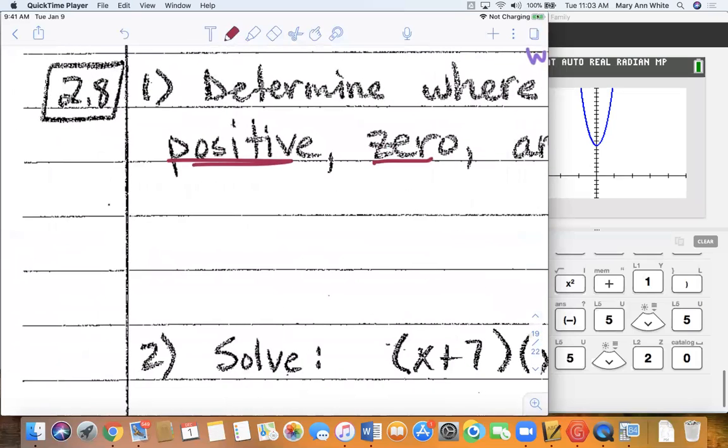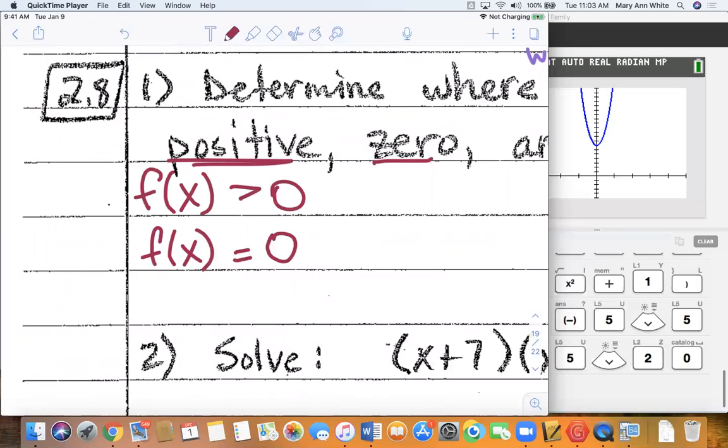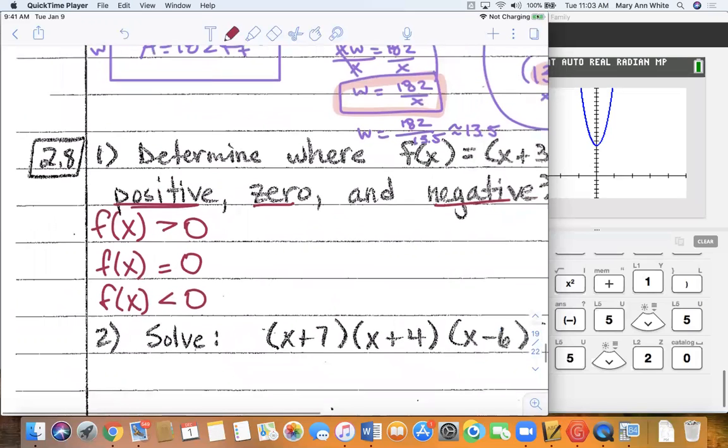So if it's positive, my f of x, my function, would be greater than 0. If it's actually 0, my function, f of x, would equal 0. And if it's negative, my function, f of x, would be less than 0.